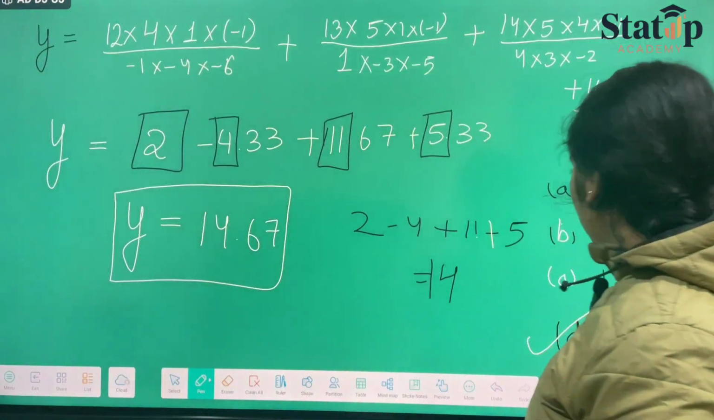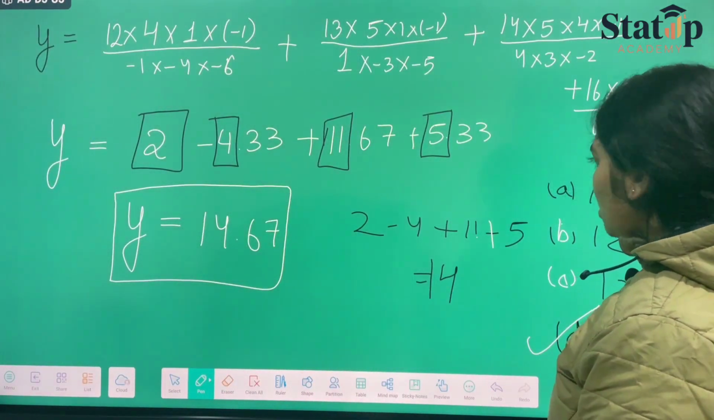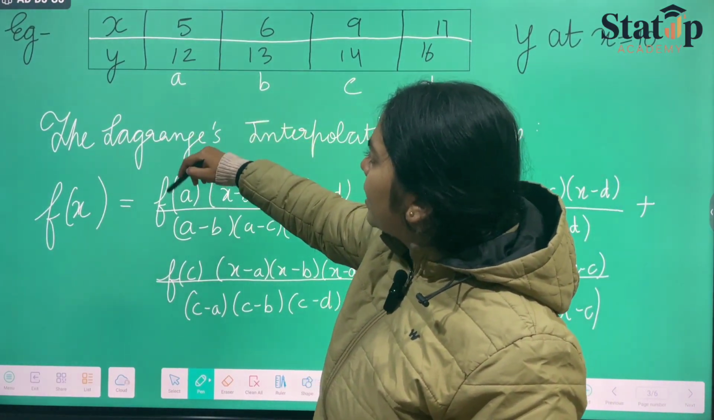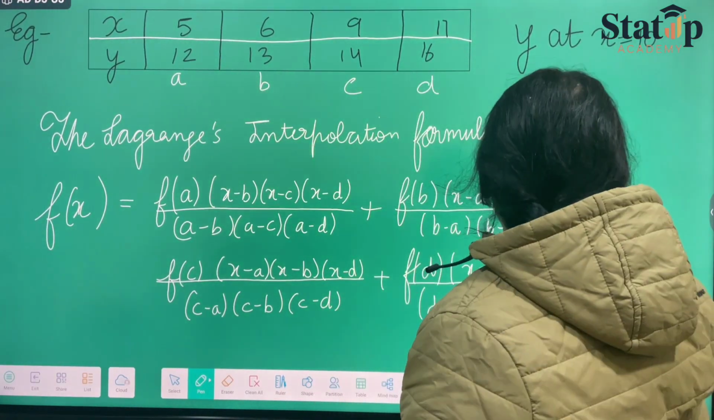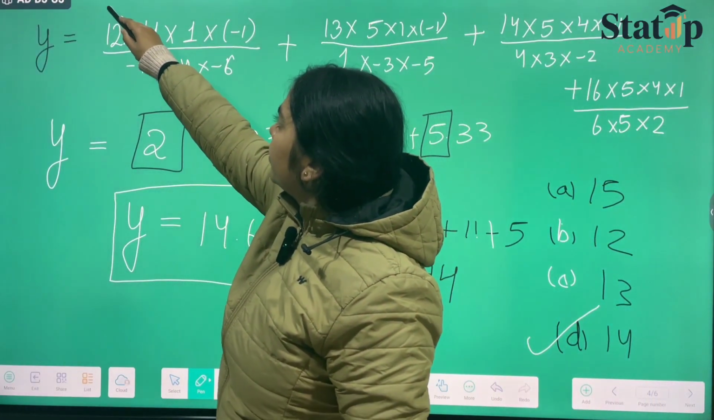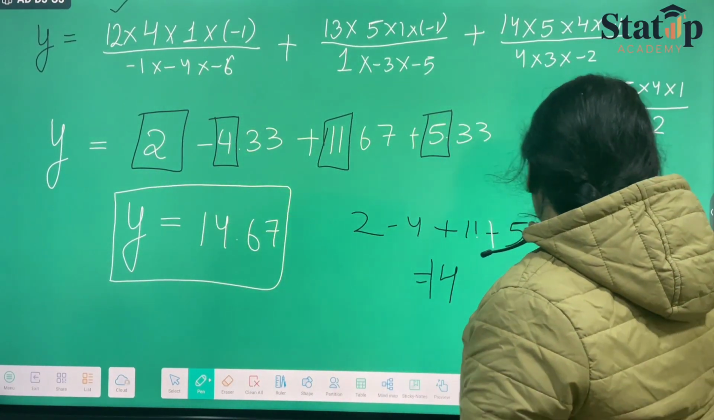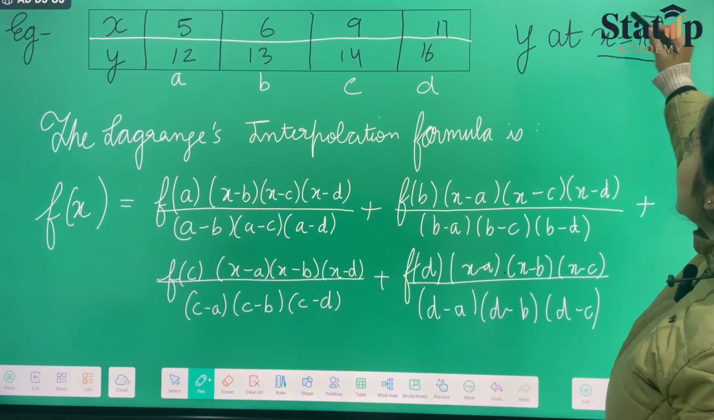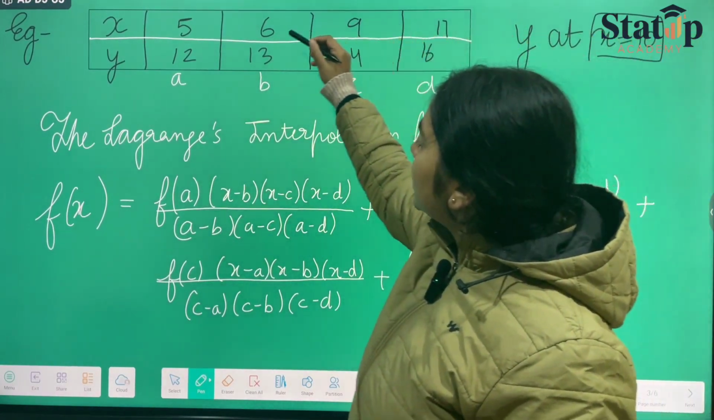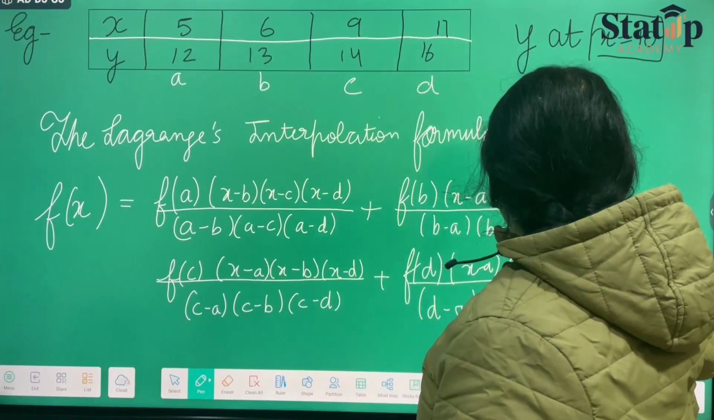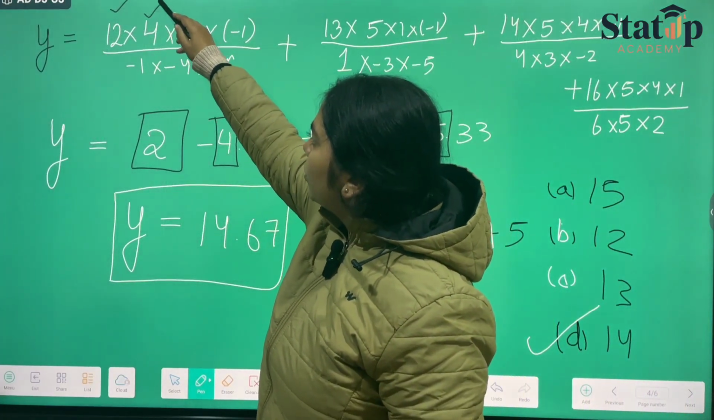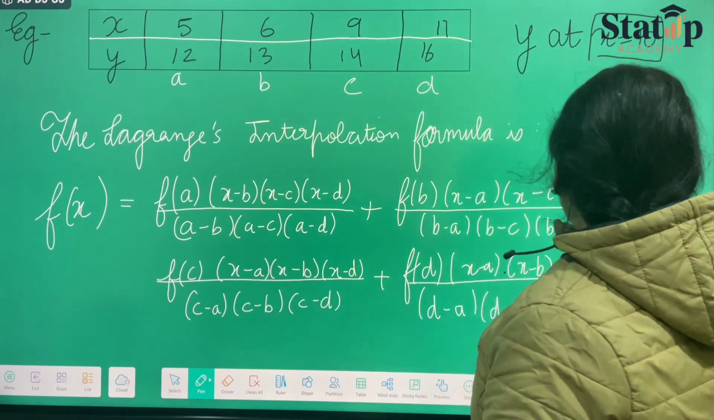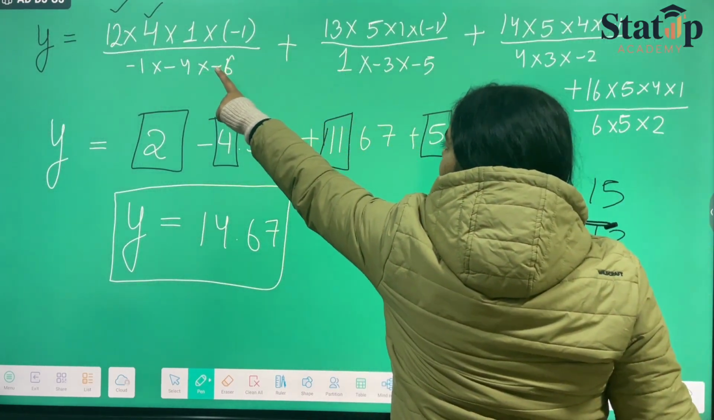Now just putting the terms here. Function of a, y at point a is 12, so we have put 12 here. Then x minus b, where x has been given as 10, so 10 minus 6 will be 4. We have taken 4. Then x minus c, 10 minus 9 will be 1. We have taken 1 here.